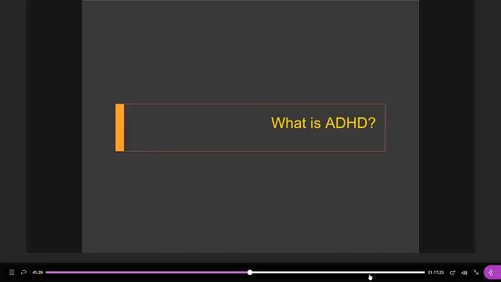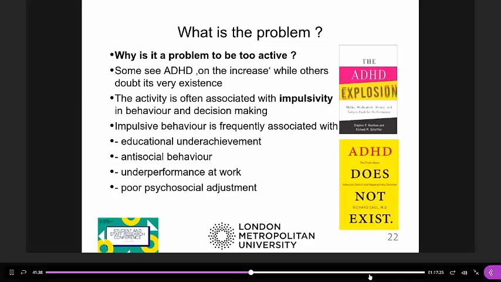So now I'm coming to another aspect of the study, and I'll give you a very short introduction on what is ADHD. So ADHD means attention deficit hyperactivity disorder, and it's often associated with impulsivity in behavior and decision making. So impulsive or explosive behavior is frequently associated with educational underachievement, antisocial behavior, underperformance at work, and poor psychosocial adjustment.